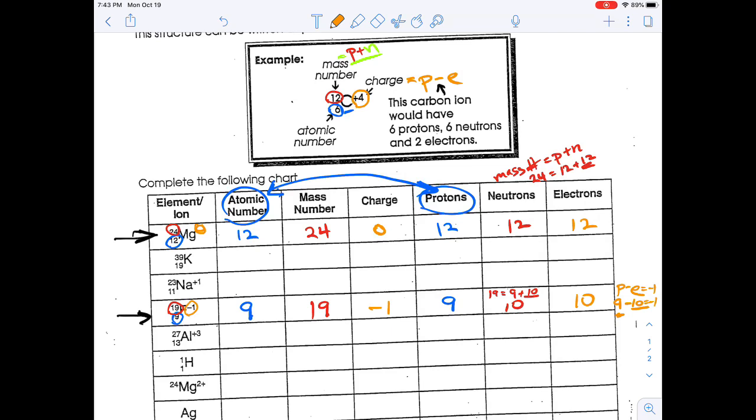They're going to have negative charge. You're going to have 9 protons that are going to have positive charge. So your negatives are winning by 1. And so when you have a negative charge, you better have more electrons than protons.